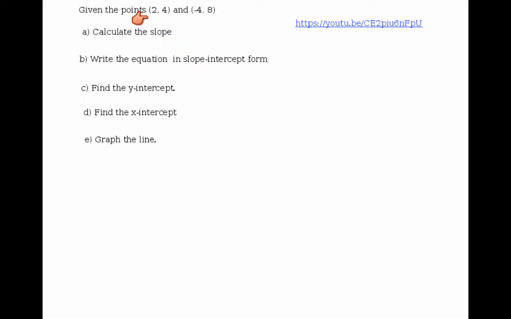Given the points (2, 4) and (-4, 8), we want to calculate the slope. We're going to write the equation in slope-intercept form, find the x and y intercepts, and graph the line.